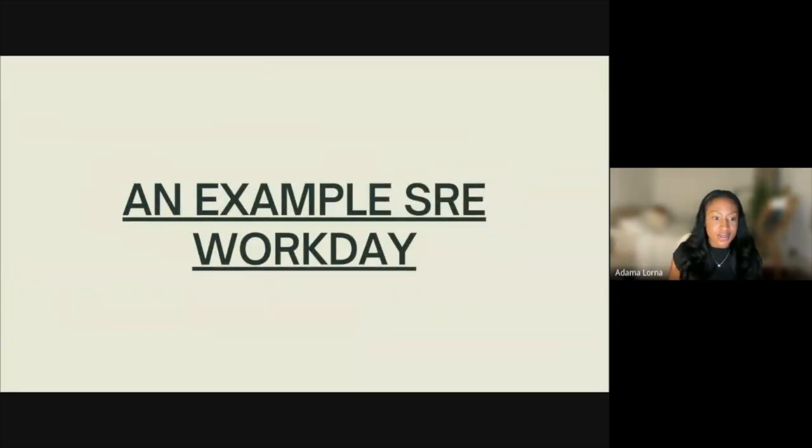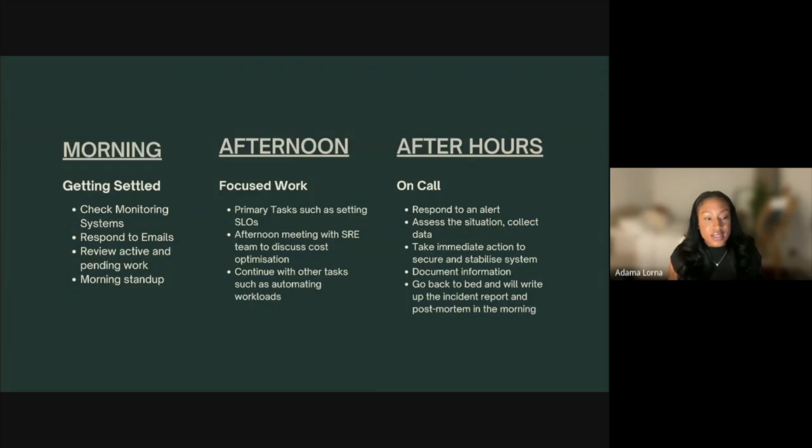I don't mean like suffer, that's a bit much. But let's go through an example workday just to set the scene. So you get in the morning as an SRE. Let's consider this time to get settled. Perhaps you go in and you check your monitoring systems. You make sure that nothing was missed overnight, that the system is stable, that it's reliable, and that everyone's happy.